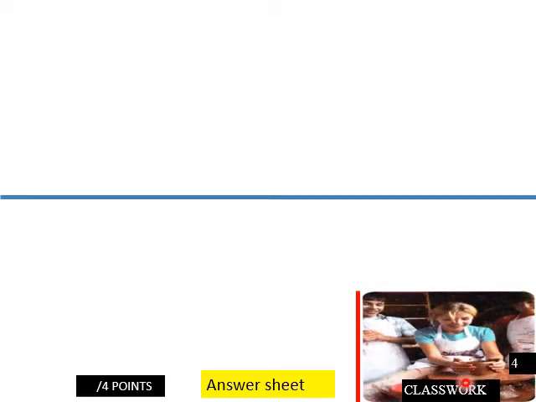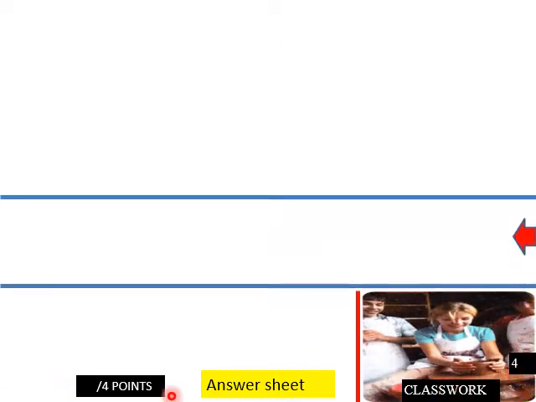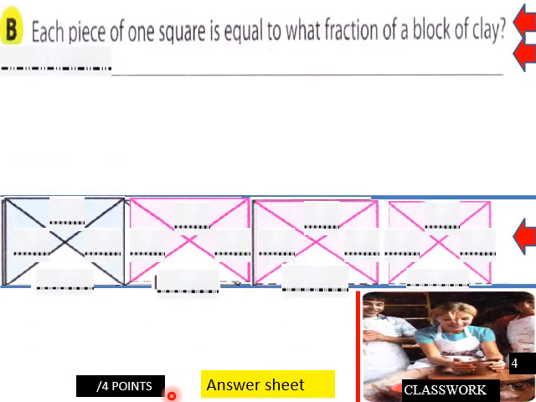This is page 4 of classwork here. Each piece of one square is equal to what fraction of a block of clay? So each piece of one square is equal to what fraction of a block of clay? And that'd be 1/4. These blocks are divided into 1/4.